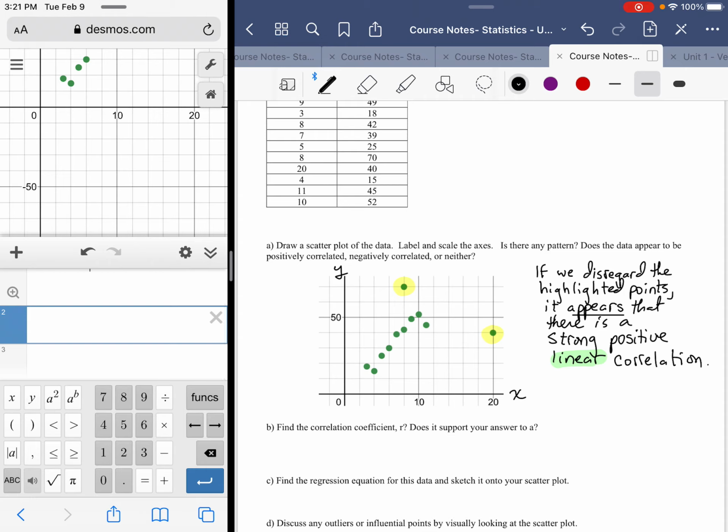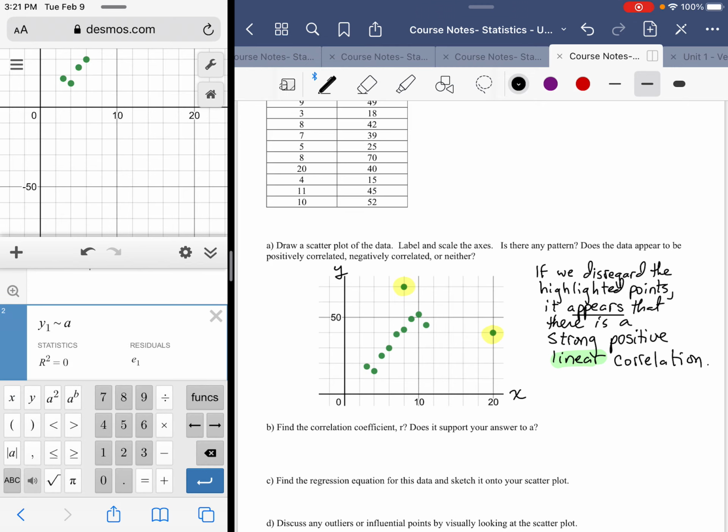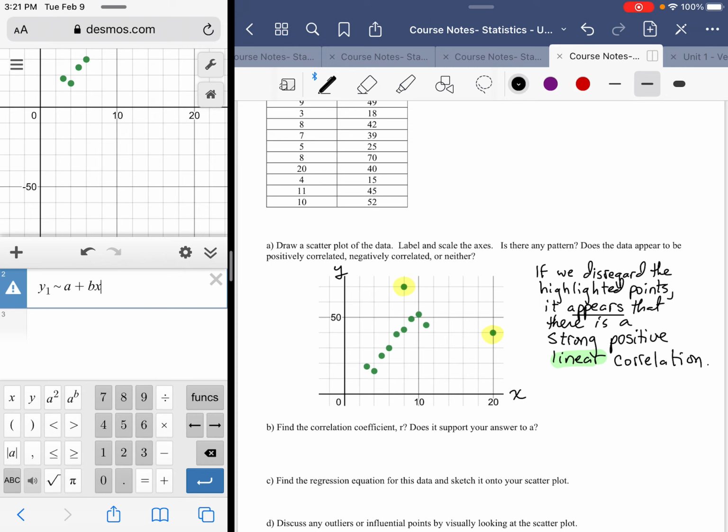So if you said it appears that there's a quadratic correlation here, then you would not be wise to then find the linear correlation coefficient to analyze the strength of the relationship between the two variables. It just would not play out well. It would not be correct. So what we're going to do is tap in our y1 tilde a plus bx1.